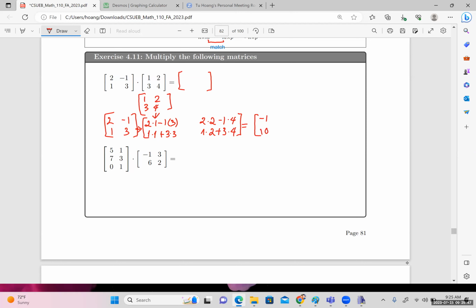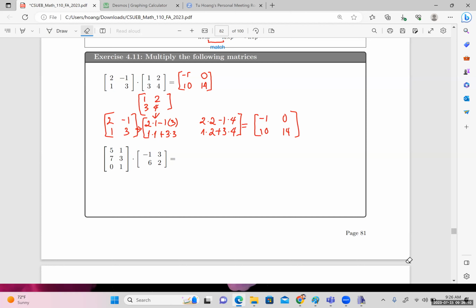And we have 4 minus 4, 0. 2 plus 12, 14. So that will be it. So -1, 0, 10, 14.